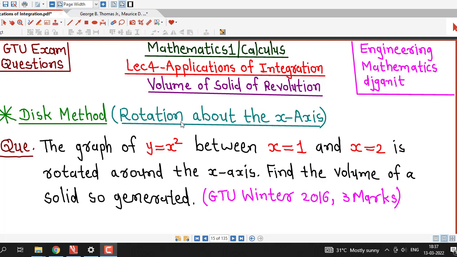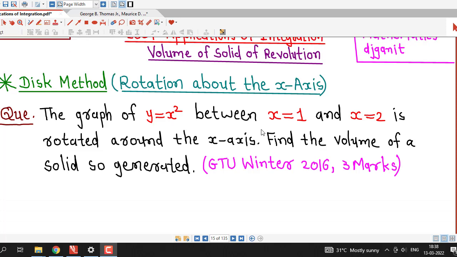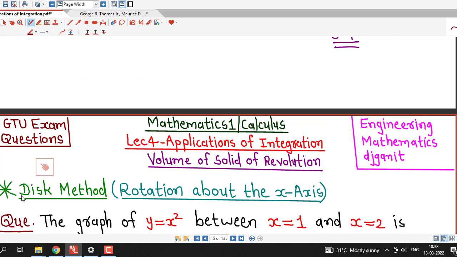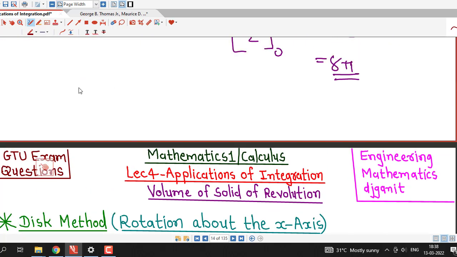In previous lecture we have discussed about disk method for finding the volume of solid which is generated by revolution about x-axis. So in this lecture also we will discuss this question which was asked in GTU Winter 2016 exam. So we just recall what is the formula for volume of solid of revolution about x-axis.